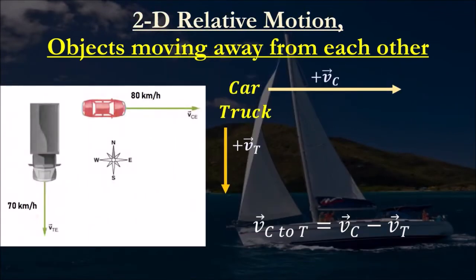Let's look at a scenario where they're moving away from each other. So again, according to our equation, we're trying to find the relative velocity of this car up here, according to the truck. Okay, so if we have a look, VC is positive, VT is negative. So VT is negative. This is going up this way. That's negative VT.